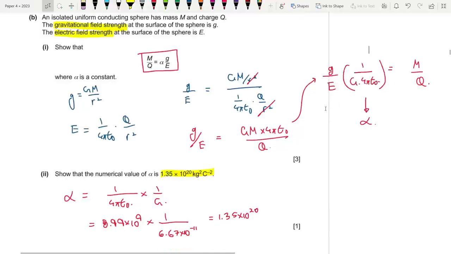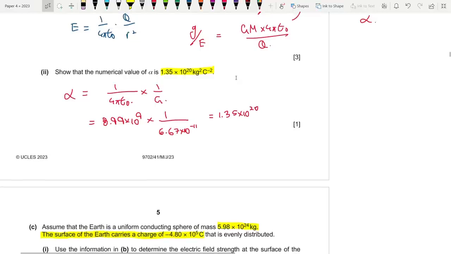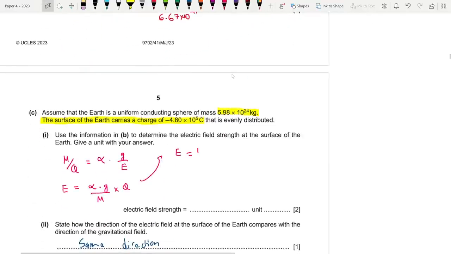m by q is equal to alpha into g by E. Okay, so if you make E the subject, we actually end up with E is equal to alpha times g divided by m, and the whole thing will be times q. So afterwards, E is actually equal to the value of alpha, which is 1.35 into 10 power 20. We use the value up top.